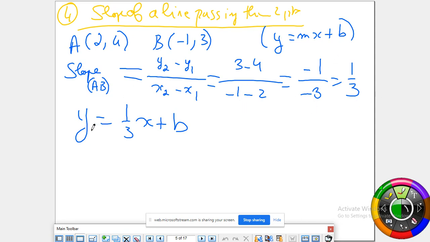And now my equation is y equals 1 over 3 x plus b. How do we find b? We're going to do it together later. I just now care about how to find the slope of a line passing through 2 points. So to find the slope of a line passing through 2 points, I need to use the formula y2 minus y1 over x2 minus x1.